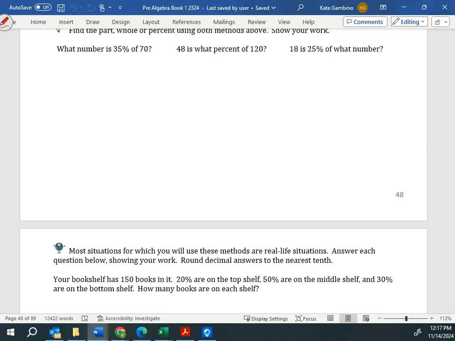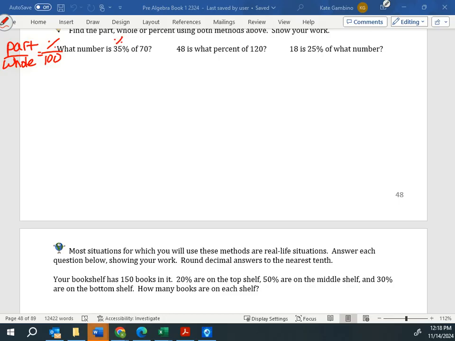So think about what our proportion looked like. It was part over whole equals percent over 100. So how would I write that? It is a question, so we are going to have a question mark somewhere in there that we're going to solve for. So what do you think is our question mark? First, let's break this down. We need to figure out what is the part, the whole, and the percent. What would be the percent? Hadley?